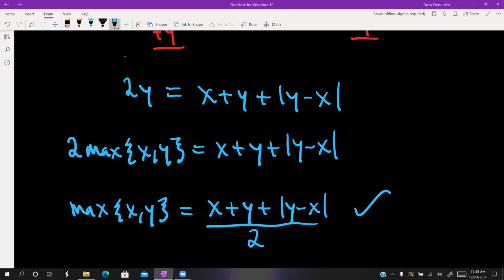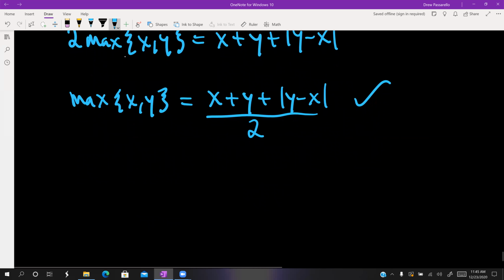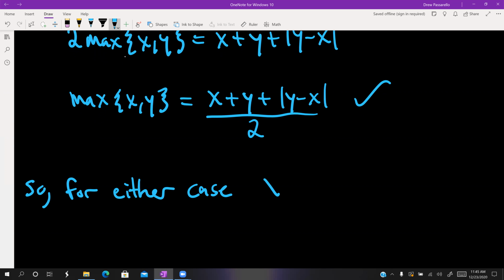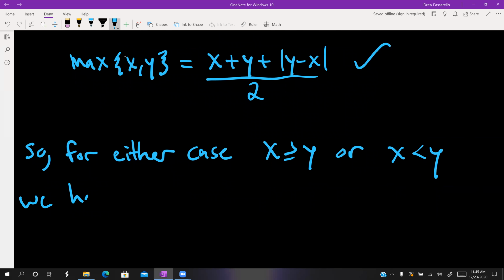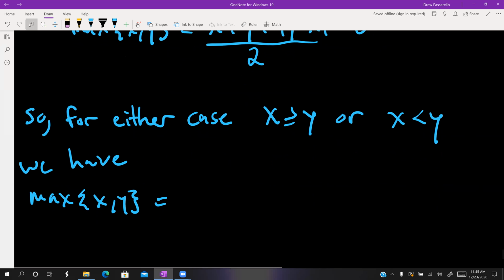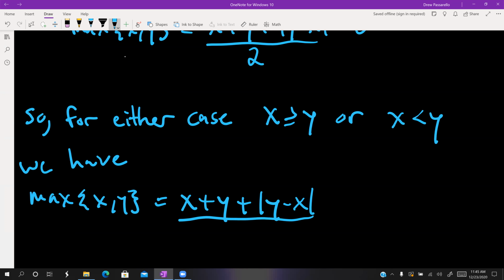All right, so we've taken care of both cases. So for either case, where x is greater than or equal to y, or x is less than y, we have the max being equal to x plus y plus the absolute value of y minus x, divided by 2. All right, so that's how you do that one.